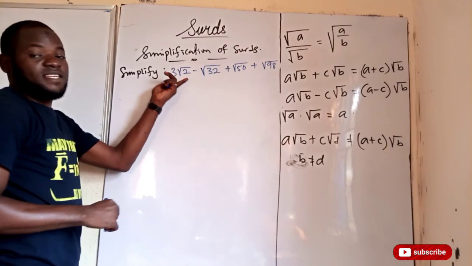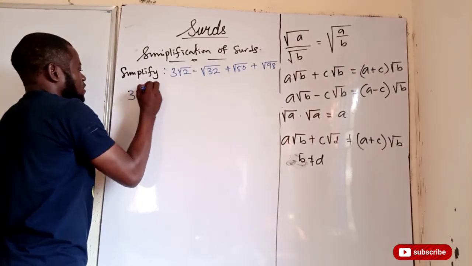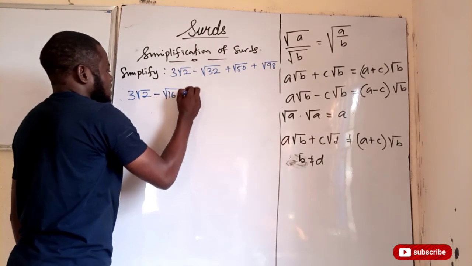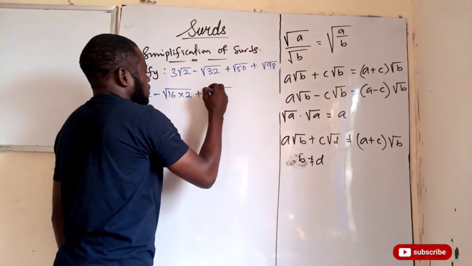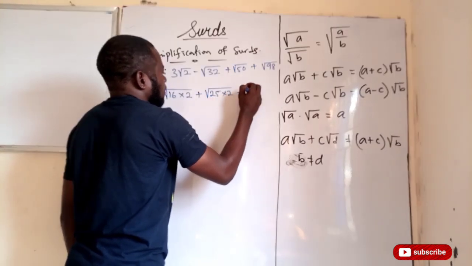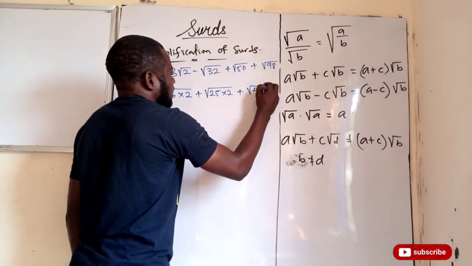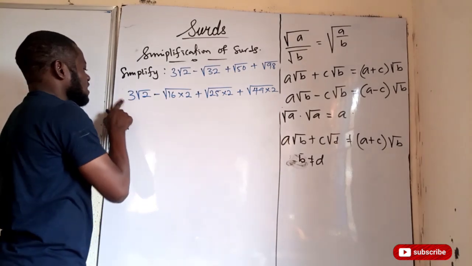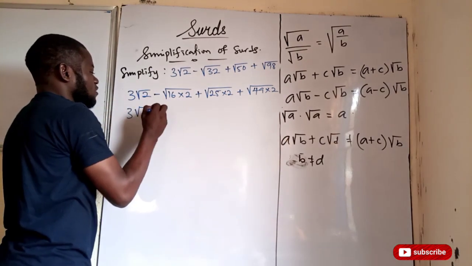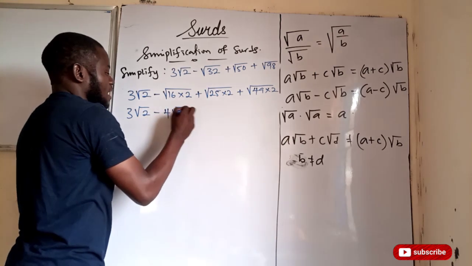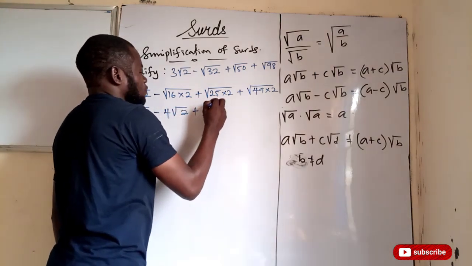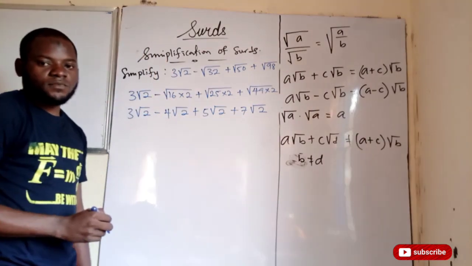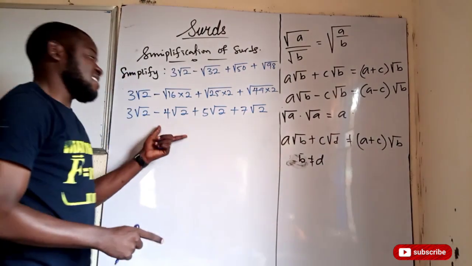Okay, this one is already in its basic form, so we have it to be 3 root 2, nothing changed, minus, this one is not in its basic form, so we have 16 times 2, and this one is going to be 25 times 2 plus, this will be 49 times 2. Are we together? Okay, if yes, this is the same thing as saying 3 root 2, nothing changed, minus 4 root 2, agreed, and this will be 5 root 2 plus this will be 7 root 2. Okay, they are now in their basic form.